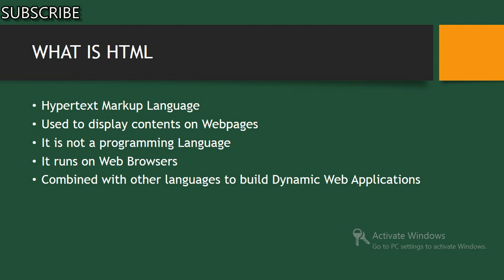I've said that HTML is not actually a programming language. It's just a markup language. Let's not be confused. Another thing you need to know is that HTML runs on web browsers. Now, combining HTML with other languages, you can build dynamic web applications. So as you go on in this tutorial, we'll see how we can bring in cascading style sheets. We'll also see how we can bring in JavaScript, PHP, and we are going to be able to build a complete web application.